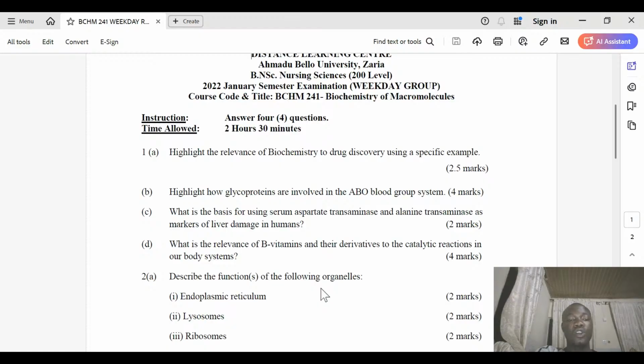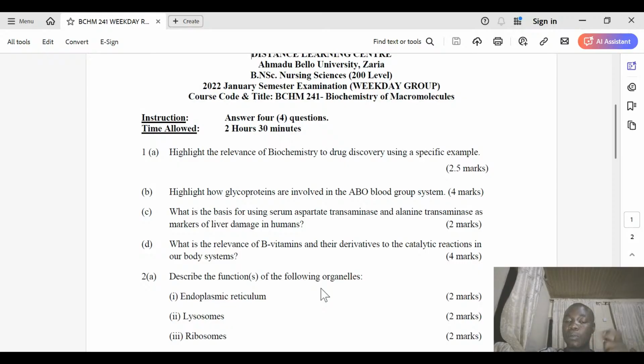Okay. So look at question 1C. Question 1C says, what is the basis of using serum aspartate transaminase and alanine transaminase as markers of liver damage in humans? In serum or blood, there is a normal range for alanine and aspartate transaminase enzymes, and these enzymes are always localized in the liver.